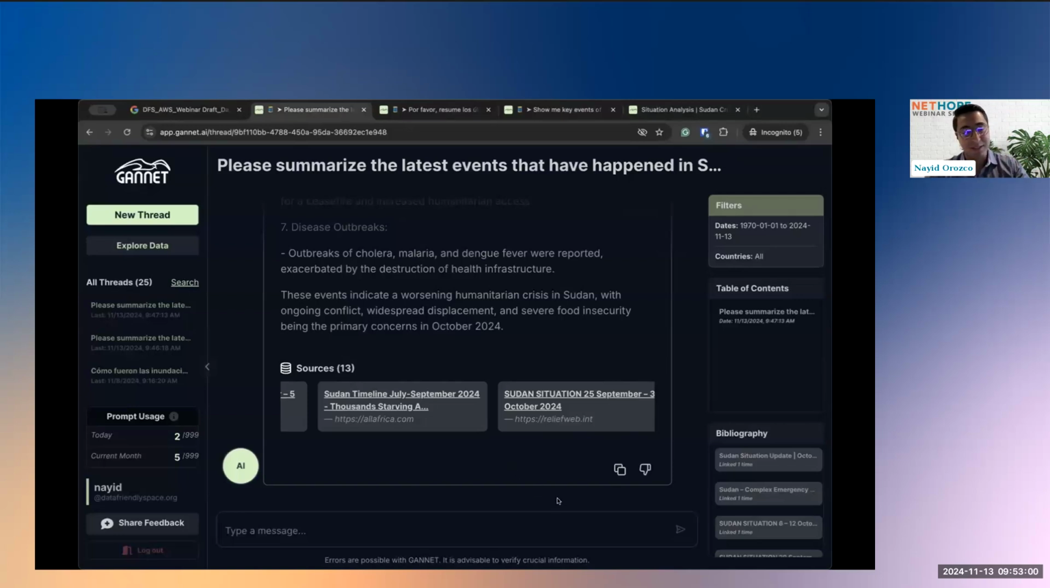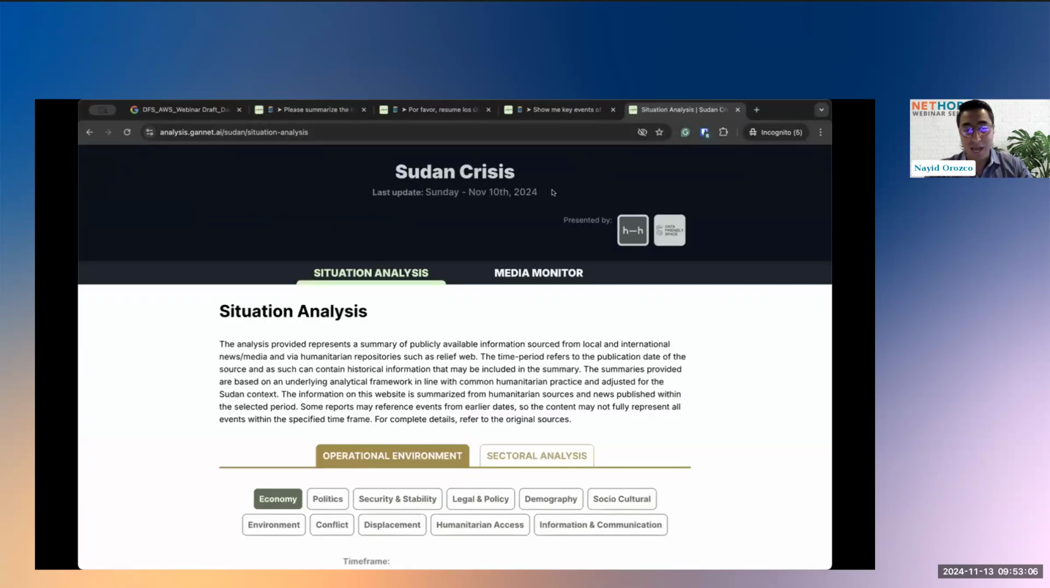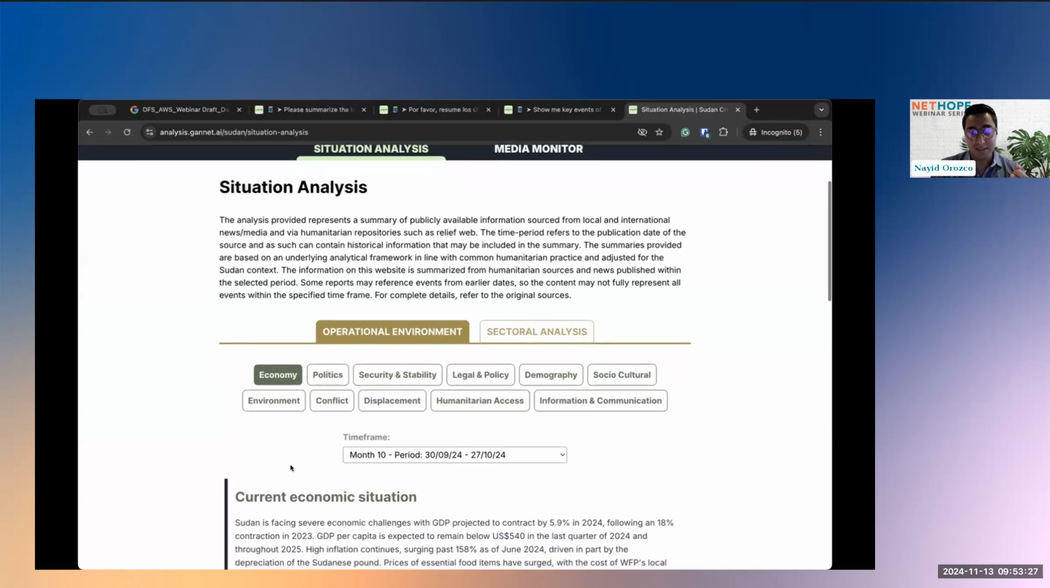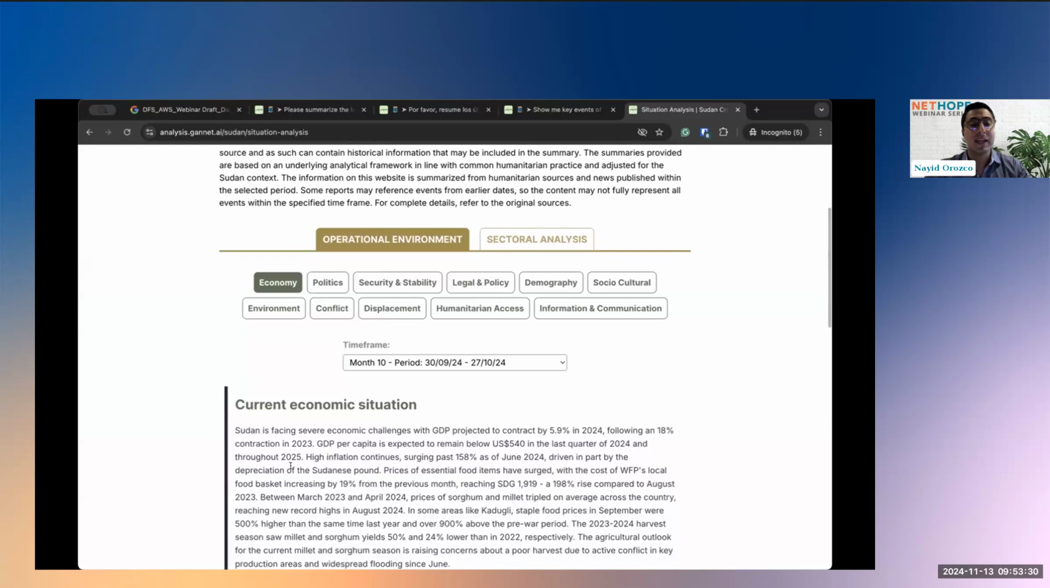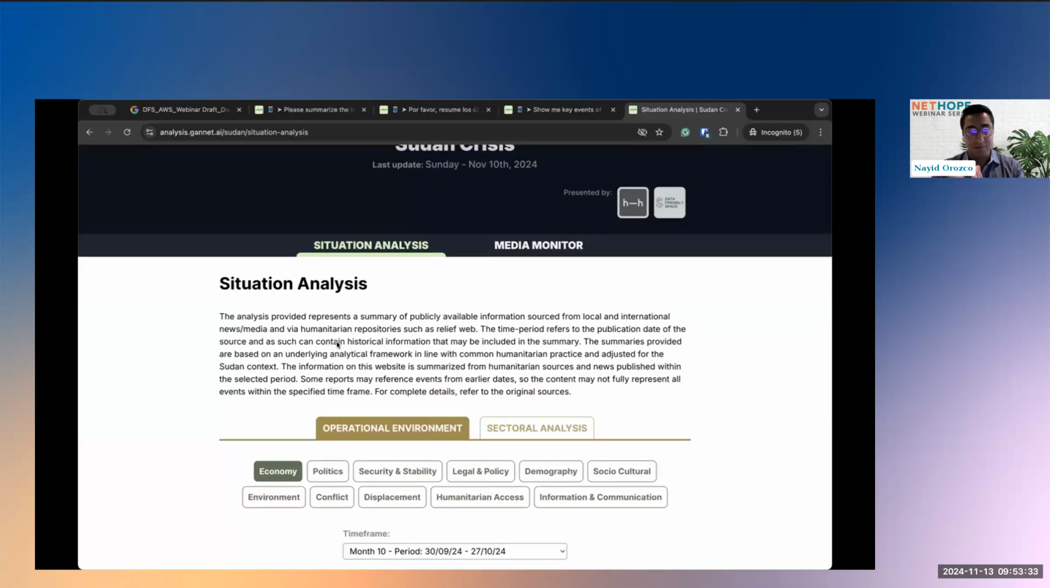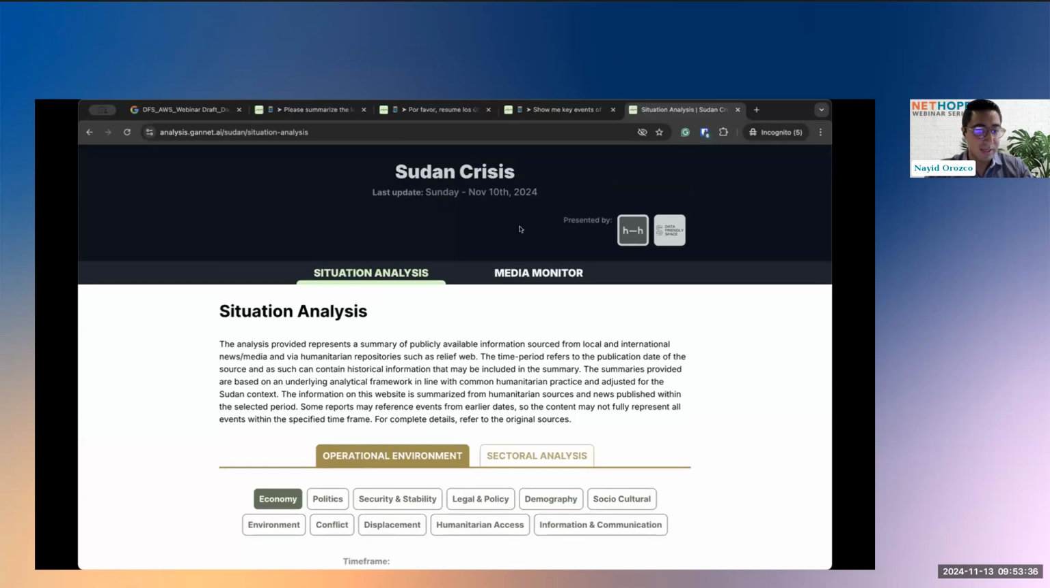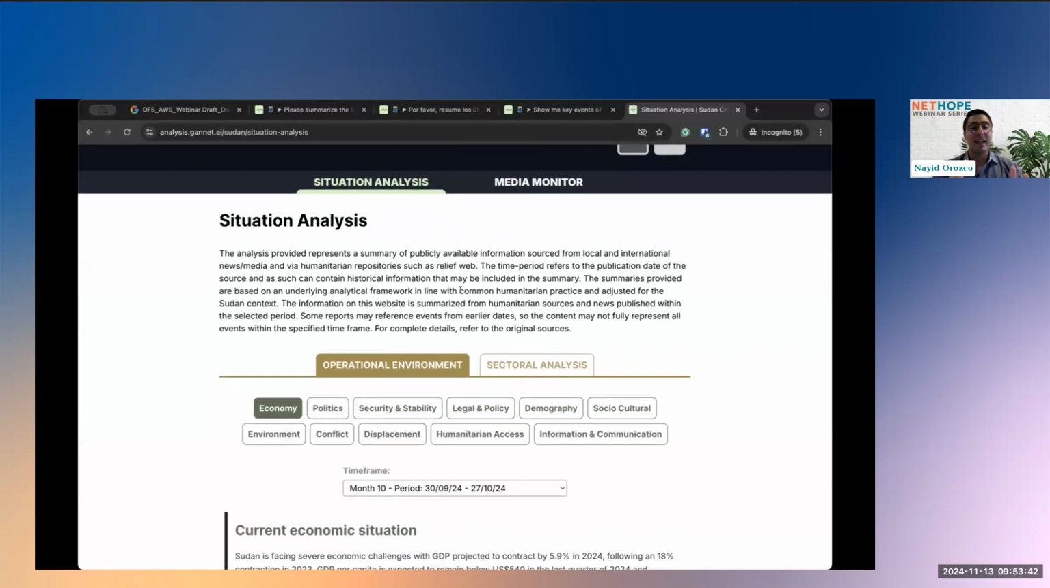Very quickly, the invitation is for you to go and play. And let me now show you something that we're calling the Situation Hub. Since we have GANNET today as this core tool where you can prompt or query and receive responses, we are now working on the Situation Hub. The Situation Hub is this product where we are generating automatic summaries and reports for a specific context. In this case, I'm showing you, in collaboration with H2H, we are preparing the Sudan one, where you have the situation analysis.